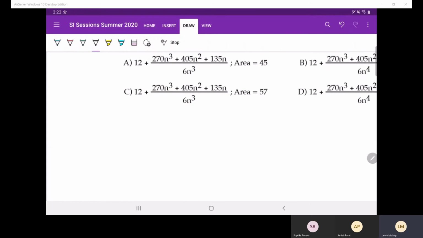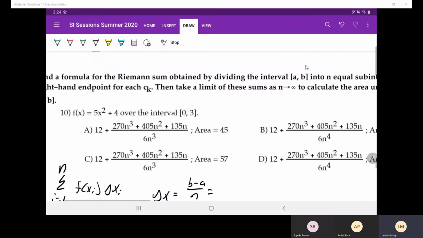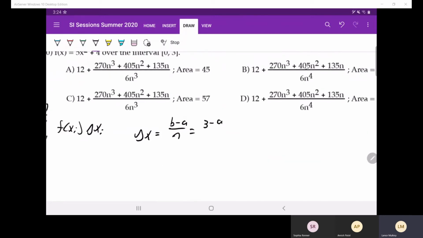All right, when I do Riemann sums, I write down the formula because it's an important formula: the limit as n approaches infinity of the sum from i equals 1 to n of f of xi delta x. It goes to infinity, but later. Then we find delta x equals b minus a over n, and it's from 0 to 3, so 3 minus 0 over n, which equals 3 over n.